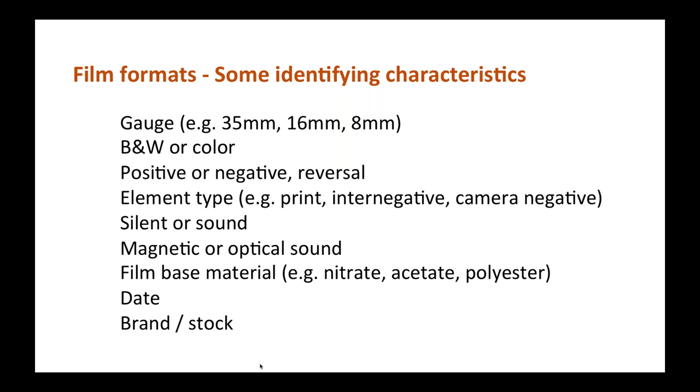So I've already touched on implying that a print has sound. Film can have a soundtrack, and that soundtrack can be magnetic, very similar to the tape that we've been discussing. There's a brown strip literally on the edge of the film. Or it can be an optical soundtrack, which is developed with light. And there's two different types of optical soundtracks.